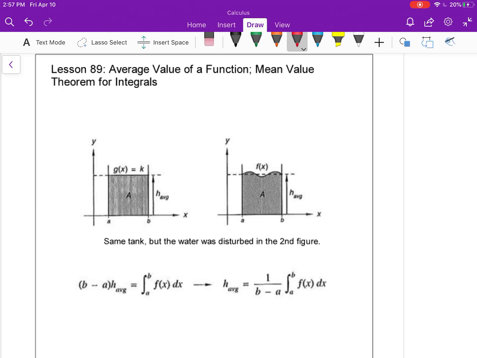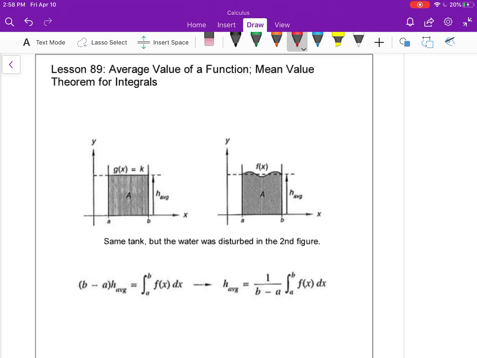So we have two graphs right here. The areas from A to B are supposed to be the same. These are supposed to represent tanks of water, and you see a cross section here. Same tank: in the first one, the water's completely still. The second one, the water's been disturbed. But your area under the curve is going to be the same.